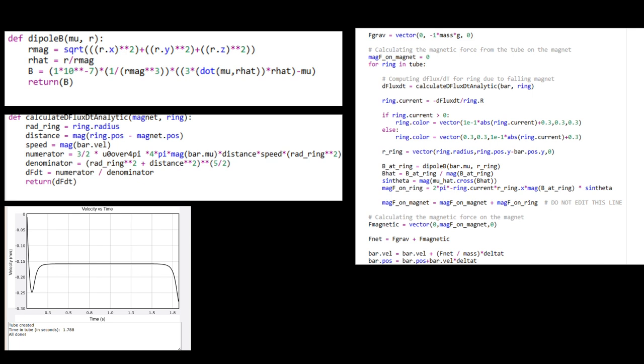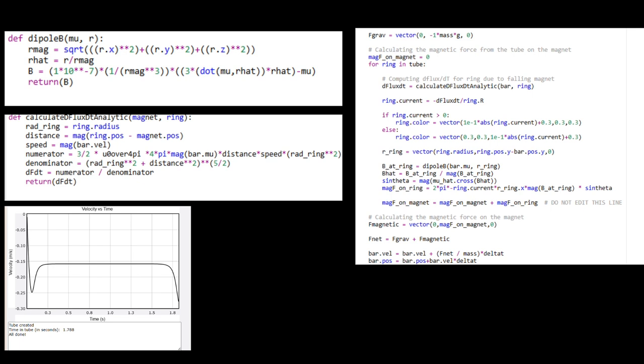And we multiply it by the magnitude of our mu and our distance, as well as our speed. An important thing to note is that distance is the distance between our observation point, which is in the tube, versus where the magnet currently is. And then we have our denominator, which is the radius of the ring plus our r vector, or our distance, squared, and all of that raised to 5 over 2. And our df dt is just us putting together the fraction and returning it.